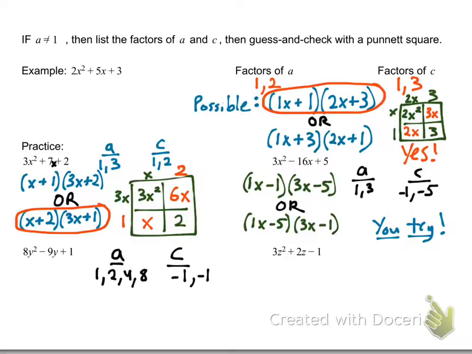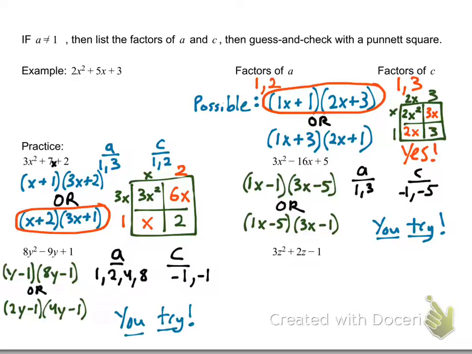Because there are multiple options for a, we're going to list 2 different kinds of problems. One is where we use 1 and 8, since those multiply to get us 8y squared. And the other one is where we list 2 and 4. You can switch them around, but it gives you the same answer in the end. So those are really your only two possibilities. Go ahead and multiply those out and figure out which one works.